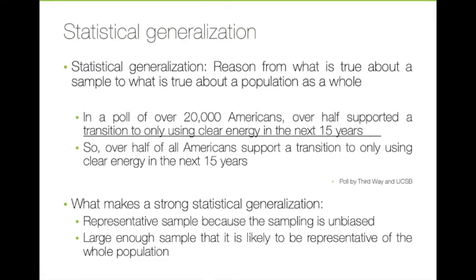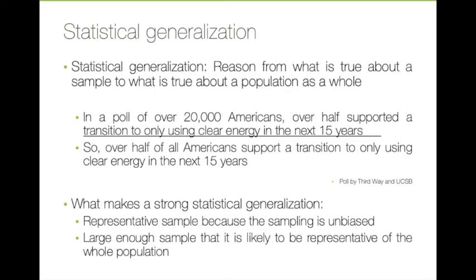So here's a polling example of statistical generalization. In a poll of over 20,000 Americans, over half supported a transition to only using clean energy in the next 15 years. From that, we infer that over half of all Americans support a transition to only using clean energy in the next 15 years. So in this actual polling example, a sample of 20,000 Americans were asked their opinions on clean energy, and from that, the pollsters made an inference about all voting age Americans. This is a pretty strong inference.